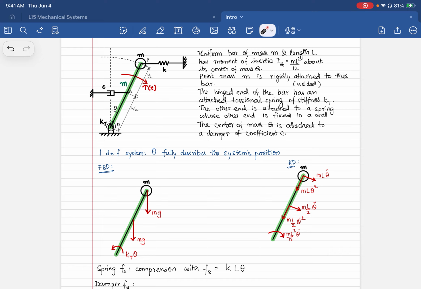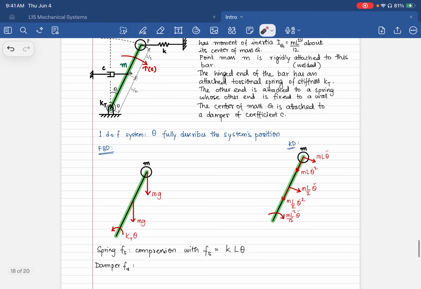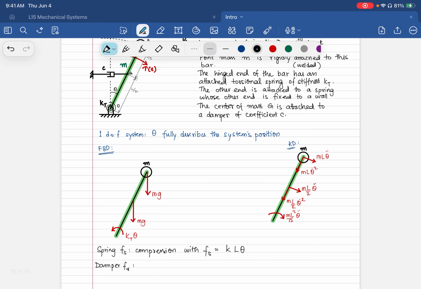So this moves over an arc length of L/2 theta. If I were to differentiate that, this would give me L/2 theta dot. So that is the speed of this point. In this case, it is going outward, so this would be in tension, with Fd equal to C L/2 theta dot.